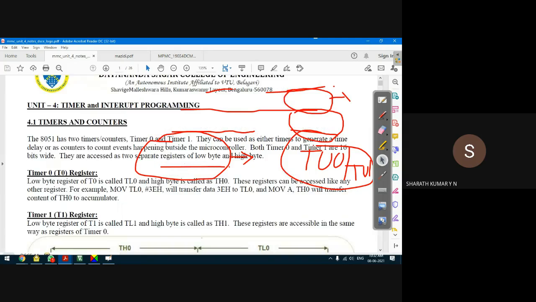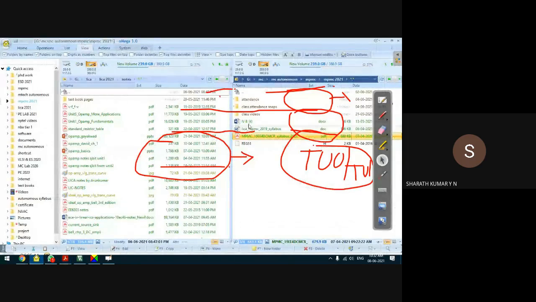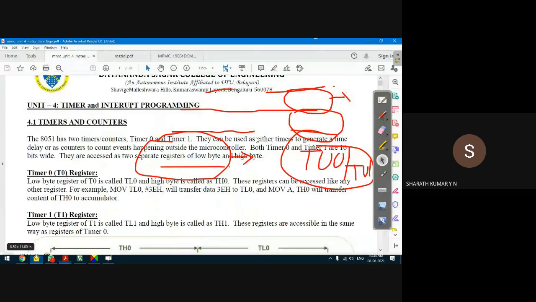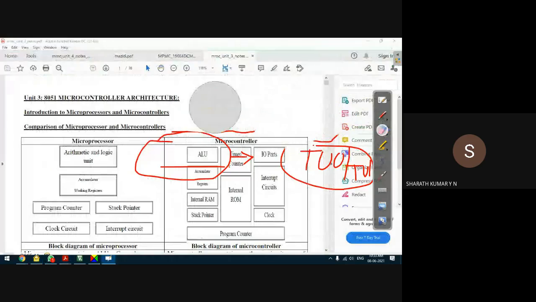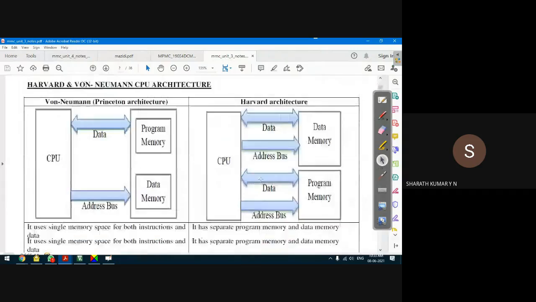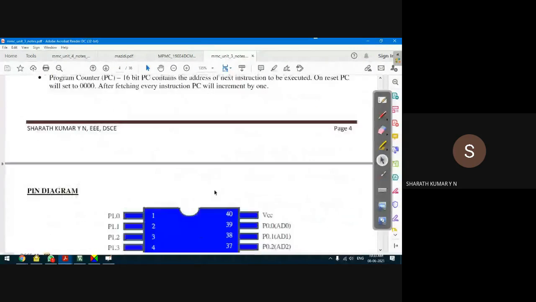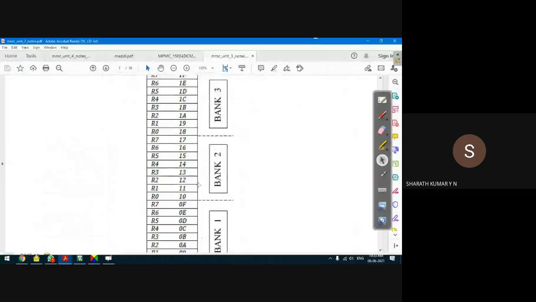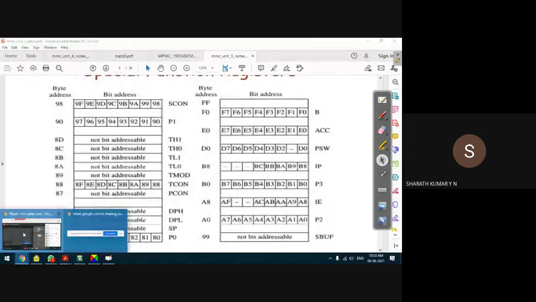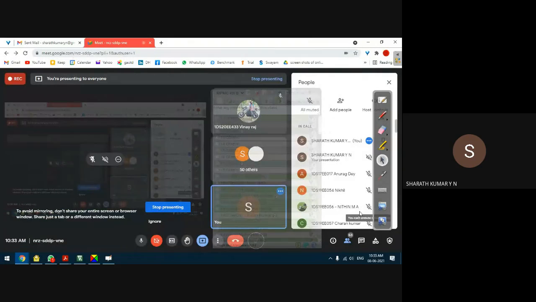Okay. I need to open the other document. There is the third chapter notes. So just give me a second. I'll open it because I need that special function register block, so that we understand the special function registers. Just give me a second. So there we can see TL0 and TL1. Yes, before that, give me a second. The count is 53. Here we go. So now where is that place?